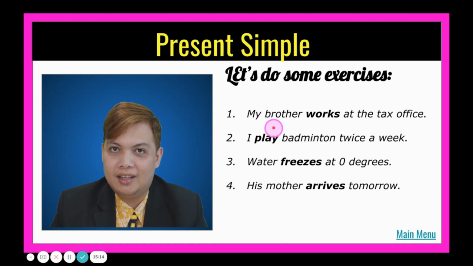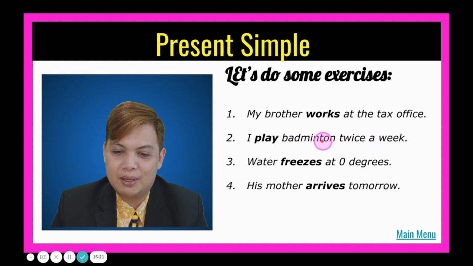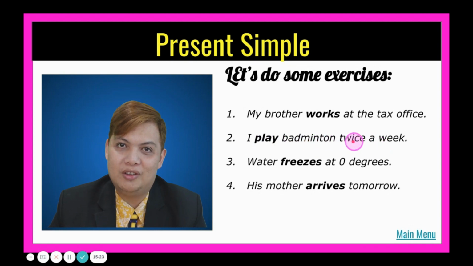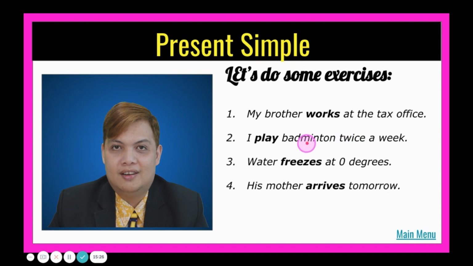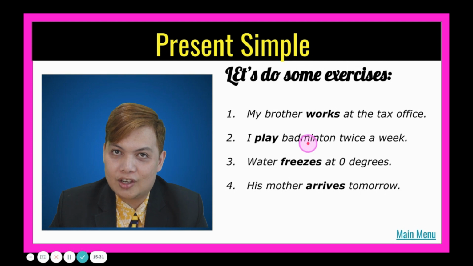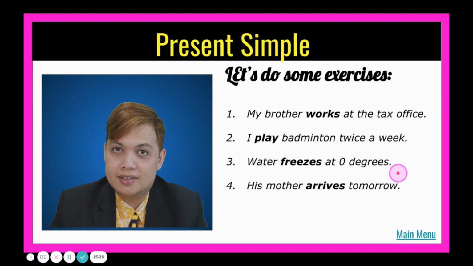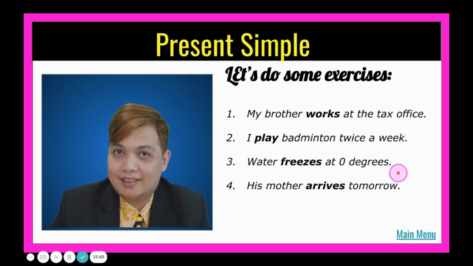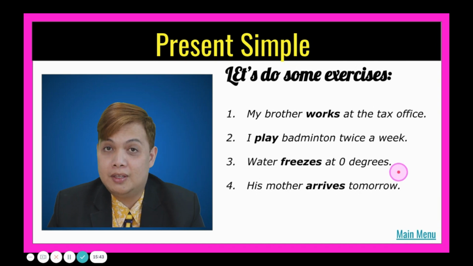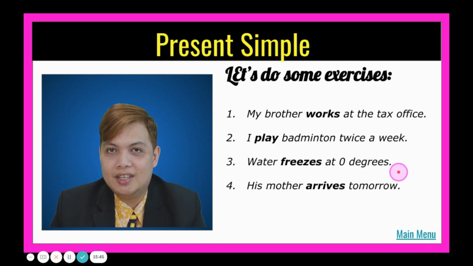Number 2, I play badminton twice a week. So what do you think the reason is over here? It's letter B, the action or the information happens regularly. Next, water freezes at 0 degrees Celsius. This is a fact or information or something that never changes. So this is letter C, which is always true.